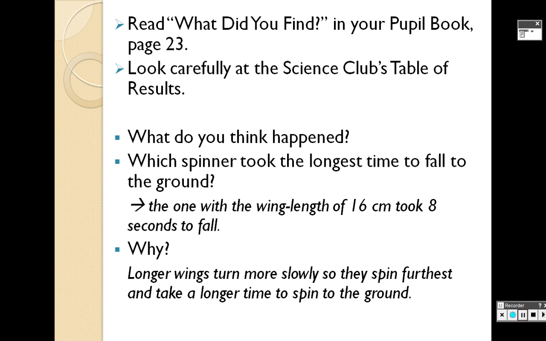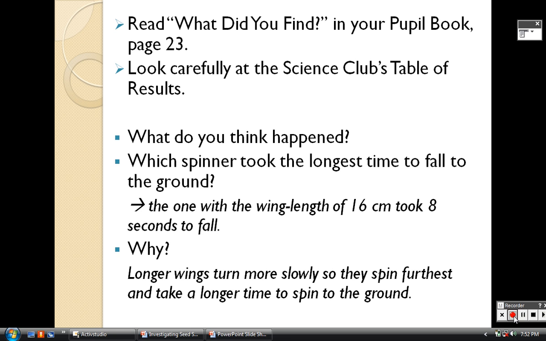Now read What Did You Find in your pupil book, page 23. And look carefully at the Science Club's table of results. Pause this recording while you're reading. What do you think happened? Which spinner took the longest time to fall to the ground?